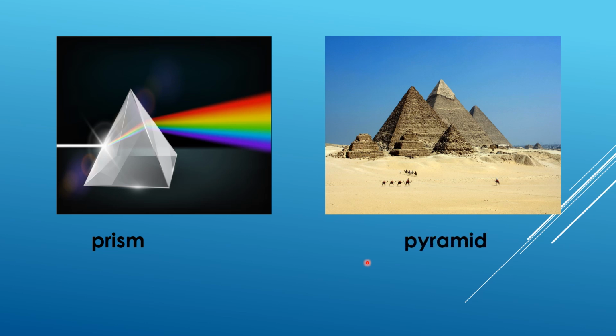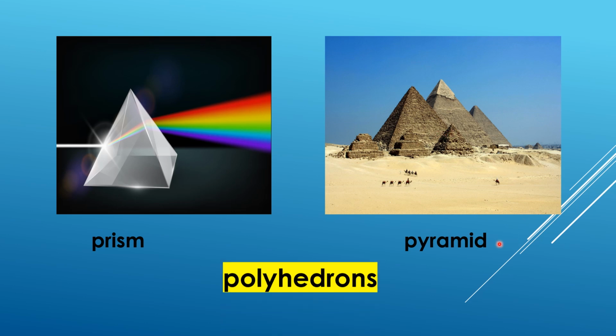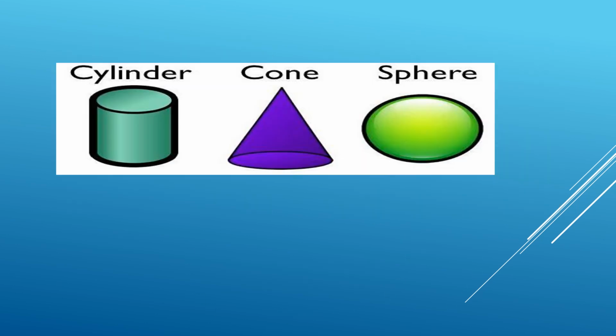And what about the second picture? It's a pyramid. And do you know where we have pyramids? Yes, it's in Egypt, in Giza. So pyramids are in Egypt. So these are polyhedrons. Do you see the faces? No curves, no curves, straight faces. That's why they are polyhedrons.